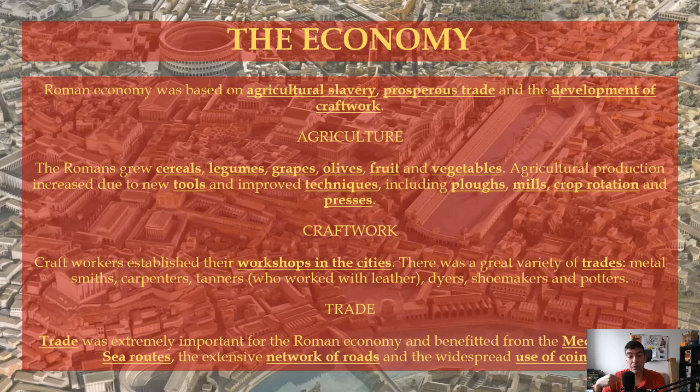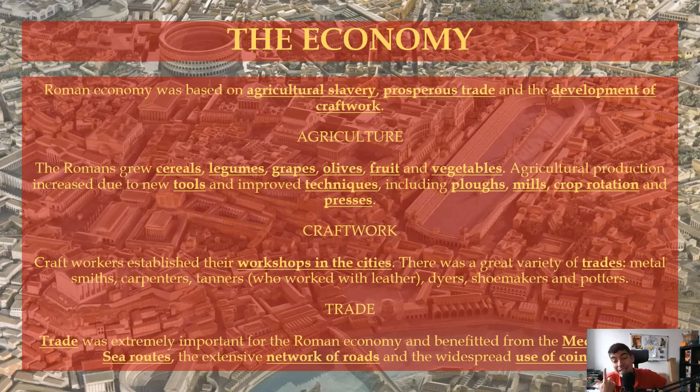In craftwork, they established their workshops in the cities, and there was a great variety of trades, oficios. Metalsmiths, carpenters, tanners, dyers, shoemakers, and potters. You have to know just a couple of them. Finally, trade was extremely important in the Roman economy because it benefited from the Mediterranean Sea routes. Because all the coast of the Mediterranean was part of the Roman Empire, trade flourished a lot.